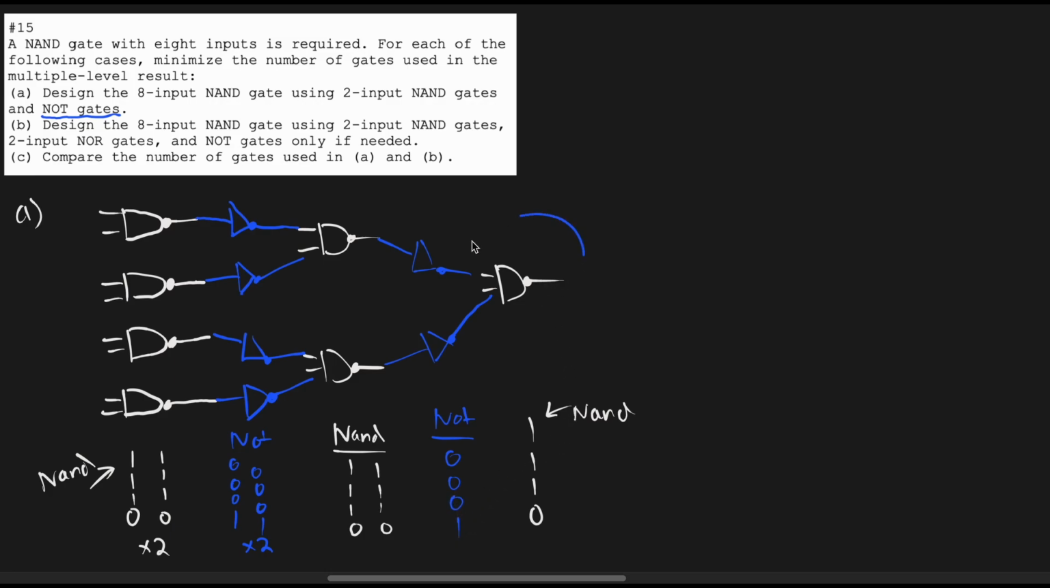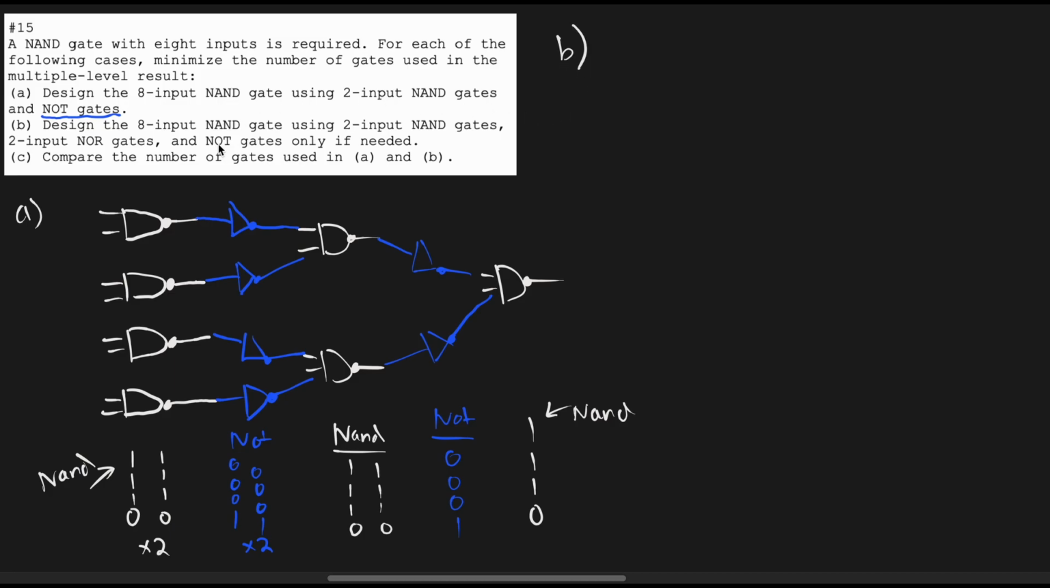And now this last NAND gate, we will look to this as our output, and we can see the NAND of our two NOT inputs would be this. And so this would be the series of gates that we would use for part A. Now we're going to look at part B. So for part B, we'll do it up here.